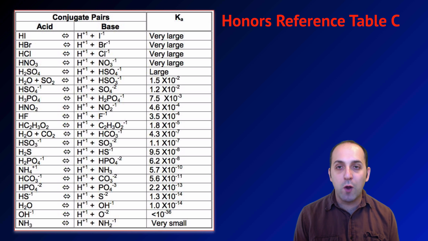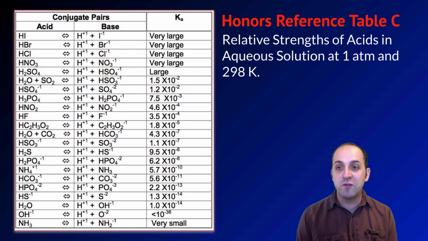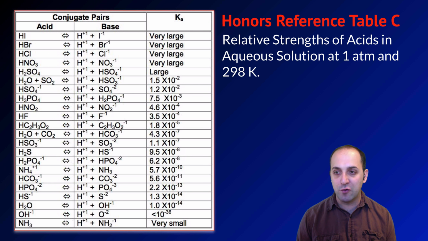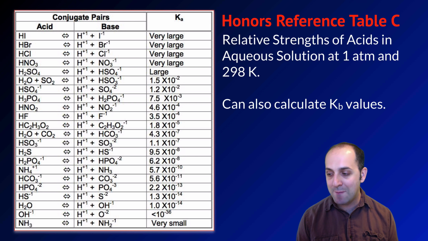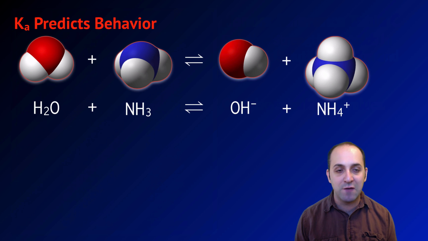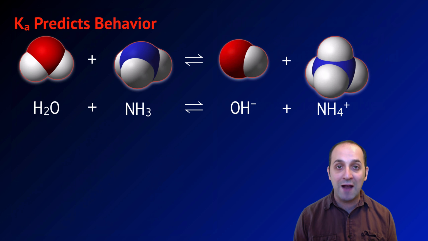It's probably natural to wonder, why is this useful? You're provided with a series of Ka values on Honors Reference Table C, which is the relative strengths of acids in aqueous solution at 1 atmosphere and 298 degrees Kelvin. From this, because Ka times Kb equals Kw, you can always calculate Kb values off of it. You can also use this to predict the behavior of different substances when they're mixed together in a solution, in terms of whether they'll act as a Bronsted-Lowry acid or a Bronsted-Lowry base.